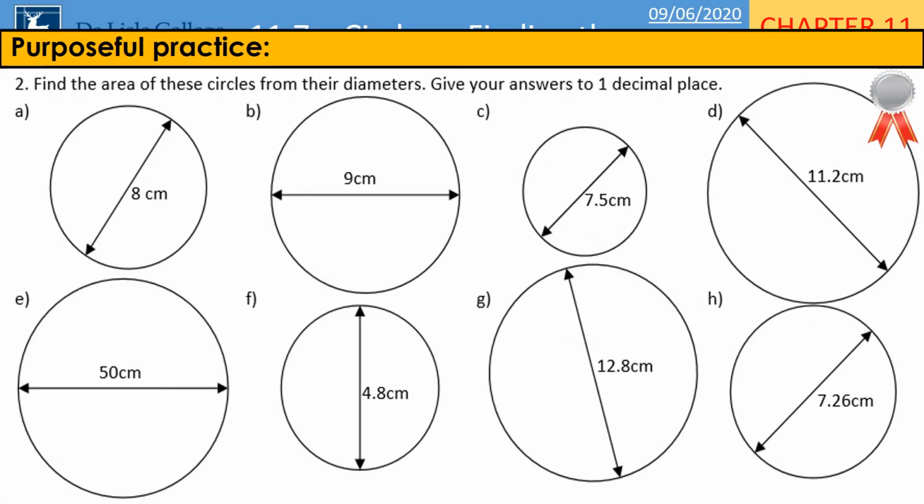Okay, so this is up to you now. Look carefully. If you look at them, I think they're all given as diameters, so be careful. Work your way through them. Pause the video, draw the circles out, show your working out, write the long decimal down, then round it to one decimal place, and don't forget to put centimetres squared on all of them.